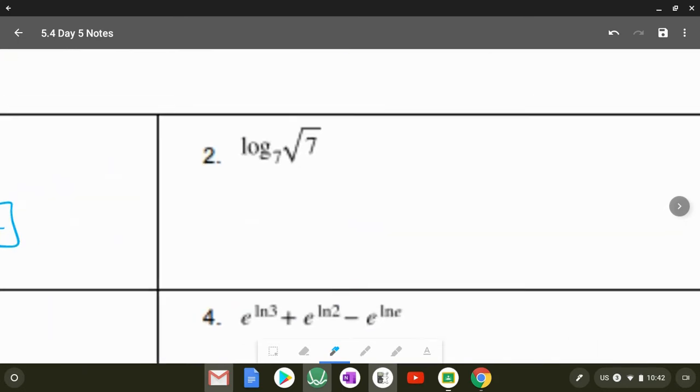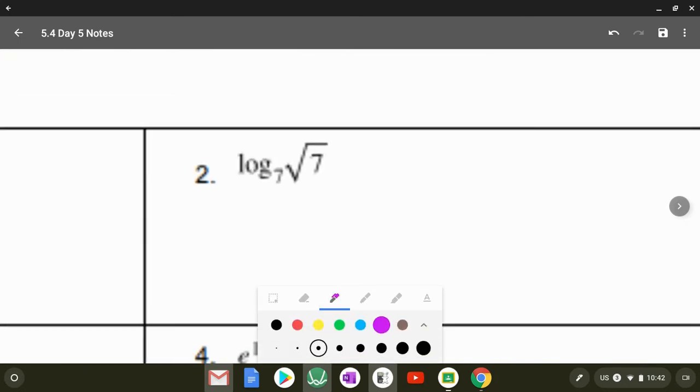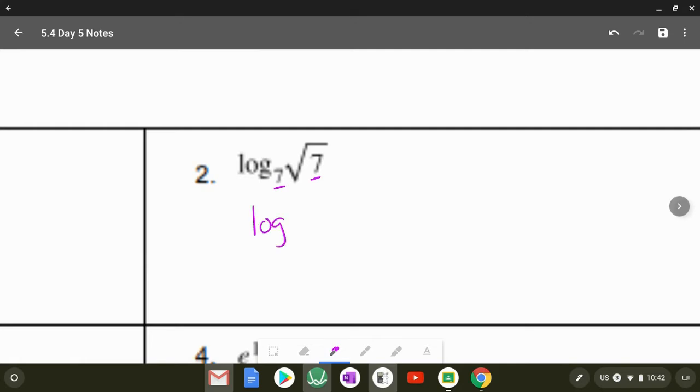For number 2, we're going to see it right off the bat. We see that these numbers match. So we're going to make this easier to work with by changing that square root to a 1/2. And again, now we're going to use that same exact property. Base of the log matches the base of the inside. This cancels, and you're left with whatever is in the exponent.